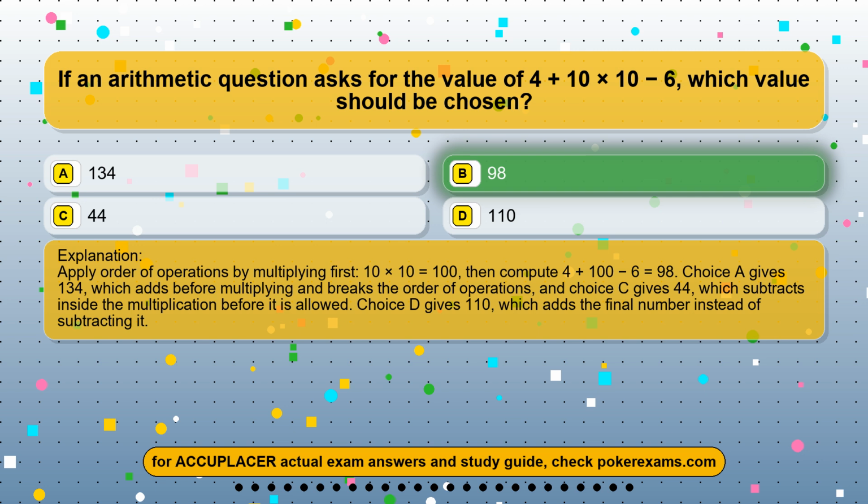Choice A gives 134, which adds before multiplying and breaks the order of operations, and choice C gives 44, which subtracts inside the multiplication before it is allowed. Choice D gives 110, which adds the final number instead of subtracting it.